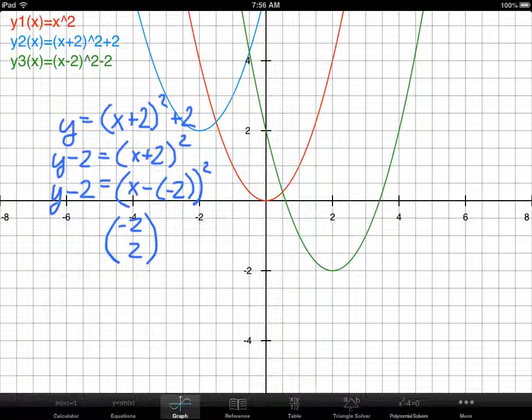My horizontal vector, or my horizontal change, comes from this number, and my vertical change comes from just this number, not the negative sign. And so you can see on the graph that the origin of the original curve went left 2 and up 2. And so on the green graph, you can see that the vector is going to be positive 2 over negative 2.